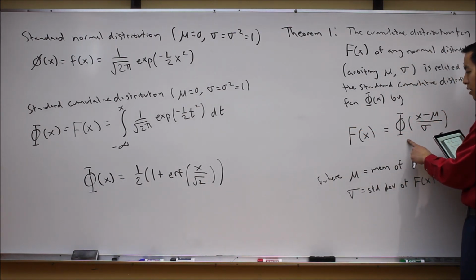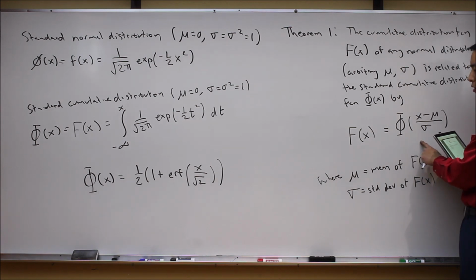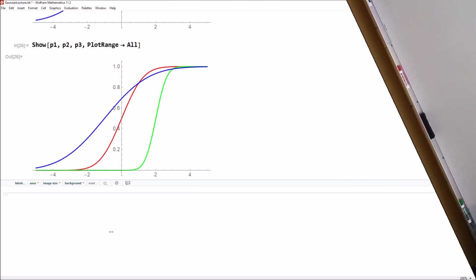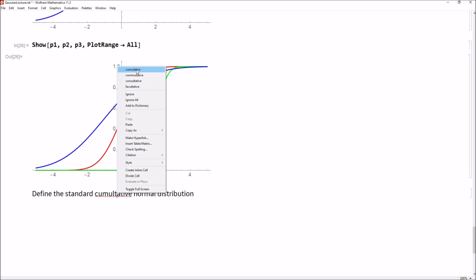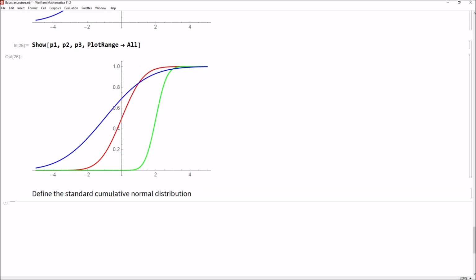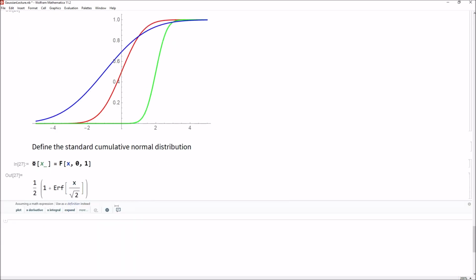So the proof of this is really dead simple. It's just straight up substitution. So let me just jump over to Mathematica and substitute this in just to convince you that I'm not pulling your leg. All right, so to prove this, let's first go ahead and define the standard cumulative normal distribution. Cumulative distribution function. Okay, so we said that's capital Phi of x, and that is nothing more than a cumulative distribution function with mean 0 and standard deviation 1. All right, so there's my standard cumulative distribution function.